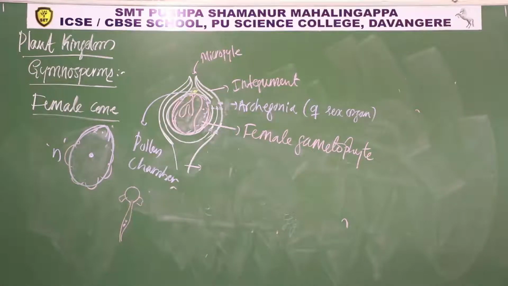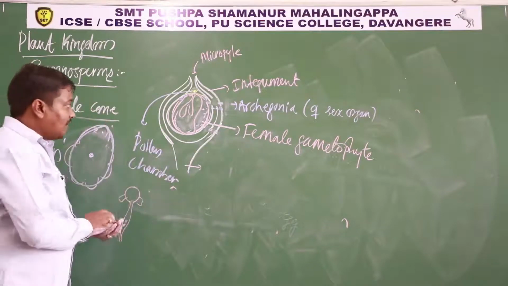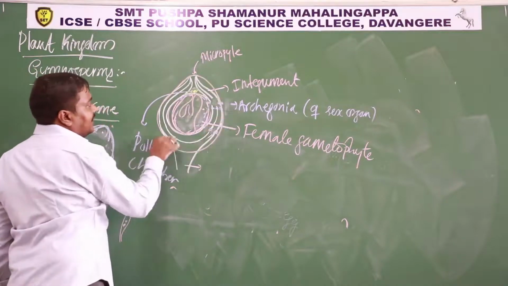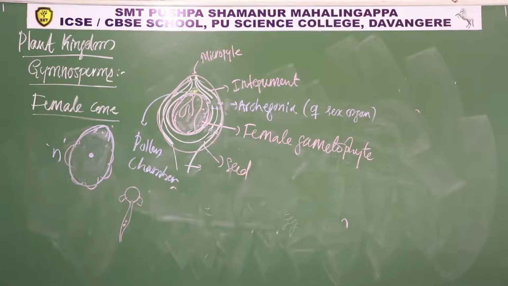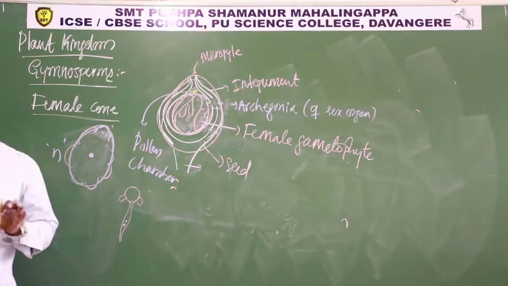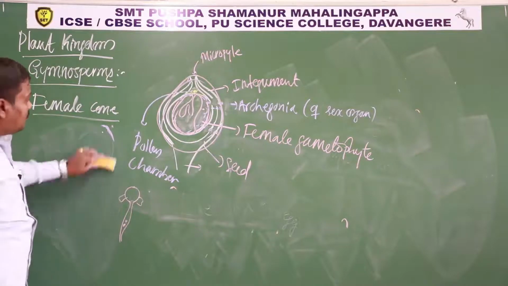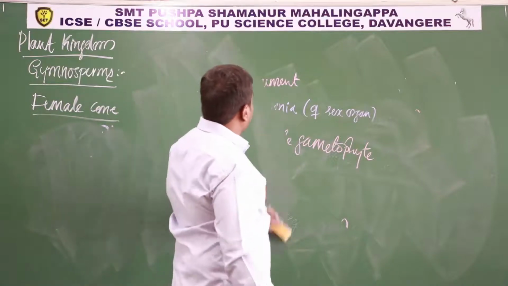Okay, so this is how the fertilization and development of seed takes place. Once the embryo is developed, the whole ovule develops into seed. So this is how the female cone is and how the ovule structure is, how the pollination takes place and fertilization takes place. Hope you understand how the sexual reproduction takes place in gymnosperm.